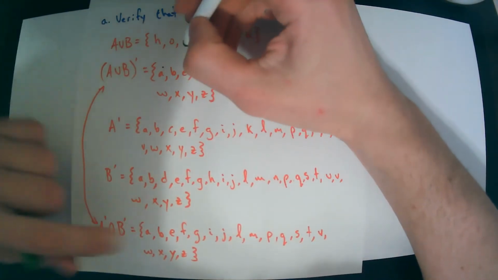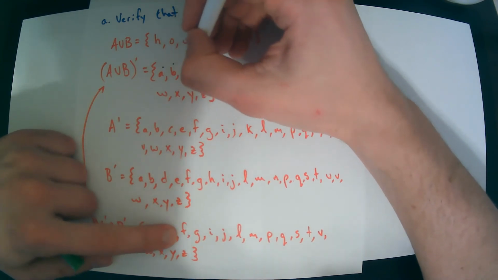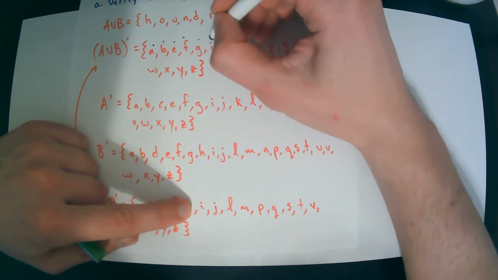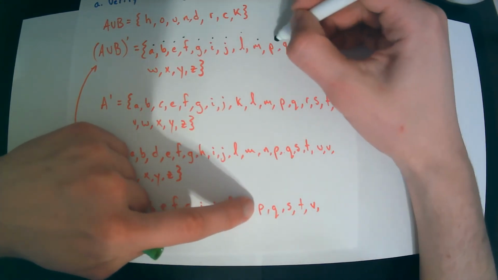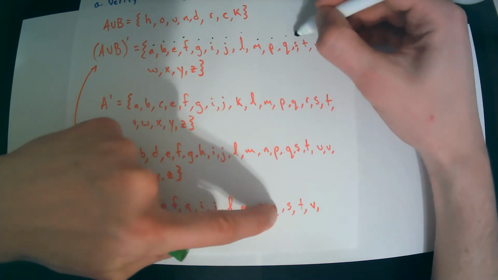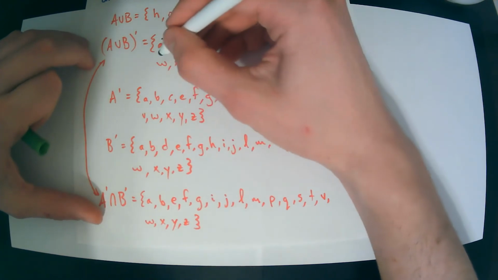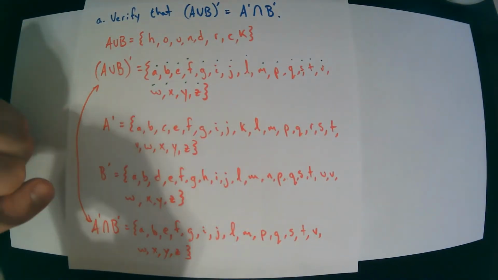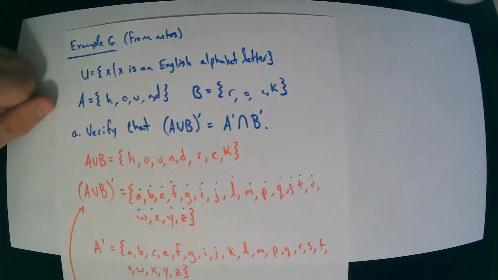They both have A, yes. They both have B, yes. They both have E, F, G, I, J, L, M, P, Q, S, T, V. And then they both have W, X, Y, Z. Cool. So what we just did is we verified De Morgan's laws for these 2 sets.